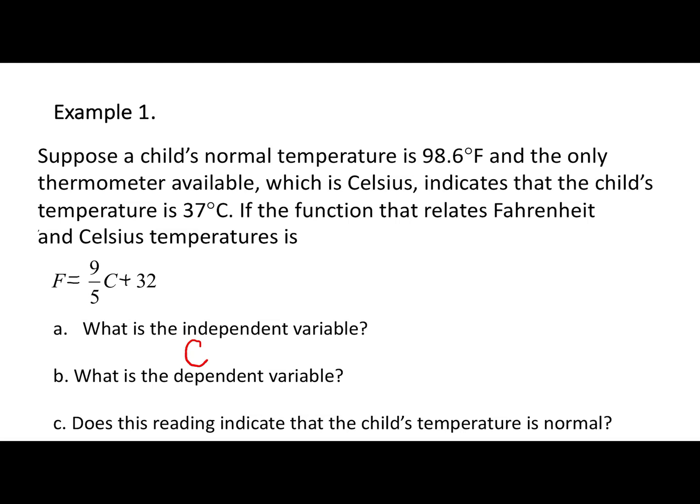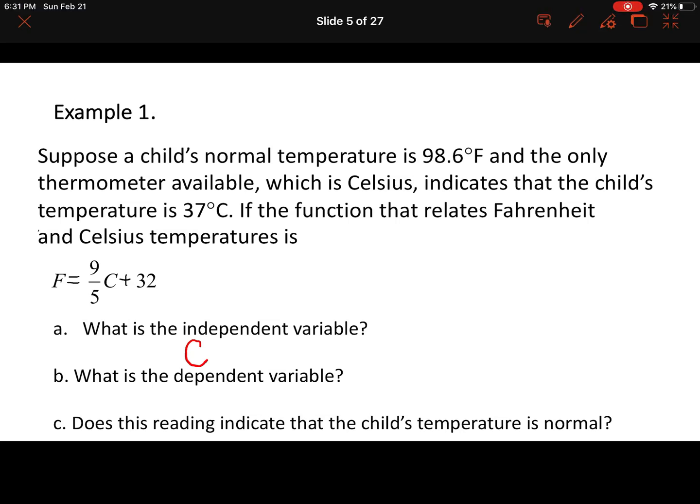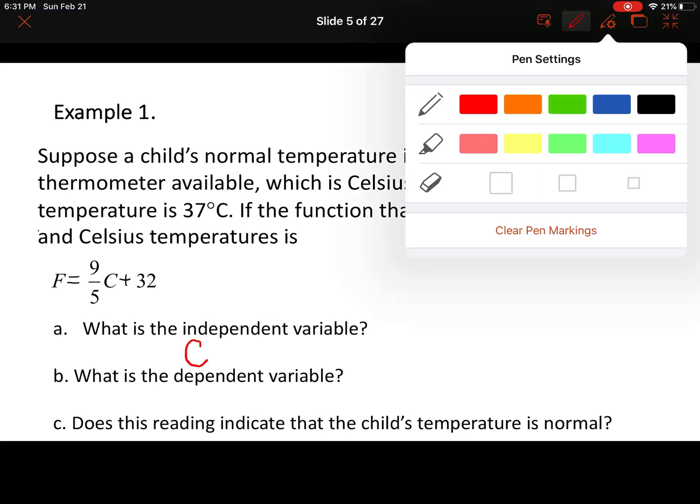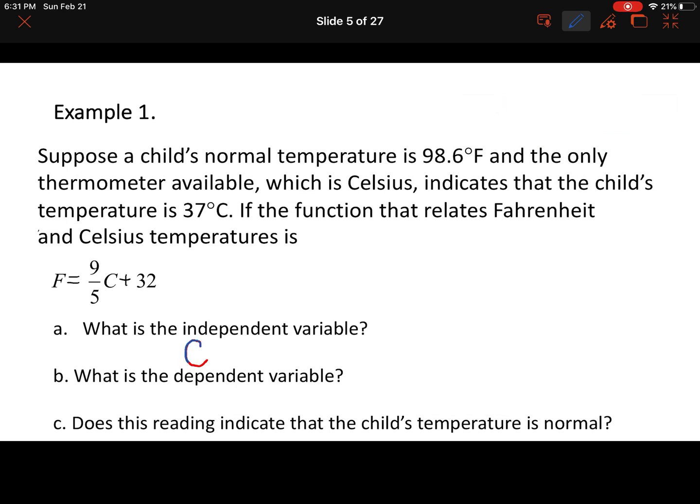The independent variable is C. Let me change this color to like blue or something. Independent variable is C. What is the dependent variable? The value of F depends on whatever C is.